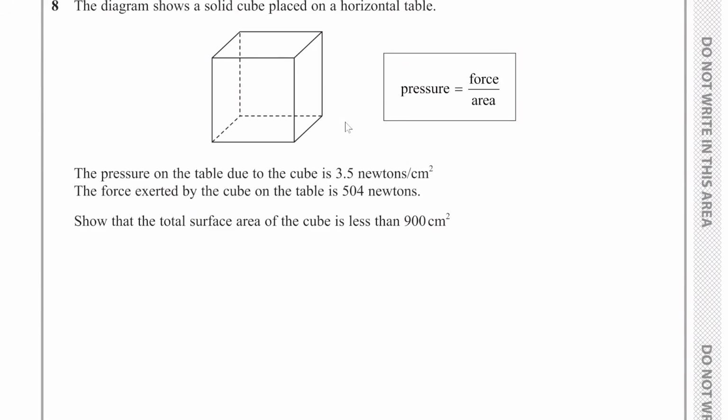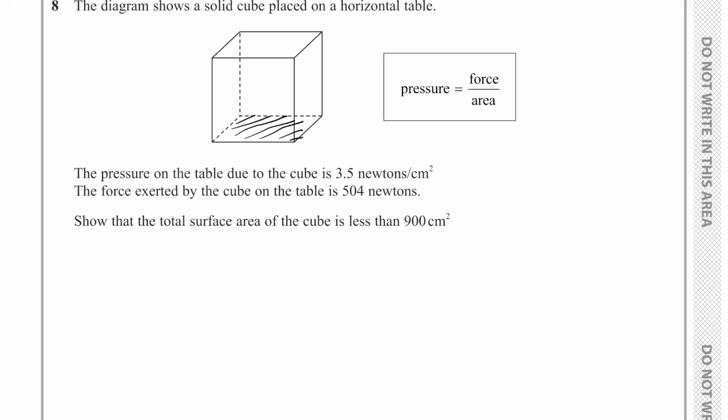Question 8. The diagram shows a solid cube placed on a horizontal table. The pressure on the table is 3.5 newtons per centimetre squared, and pressure is force over area, and the force exerted by the cube on the table is 504 newtons. So we've got the pressure and the force, so we can work out the area of the face that's flat on the table. So let's do that.